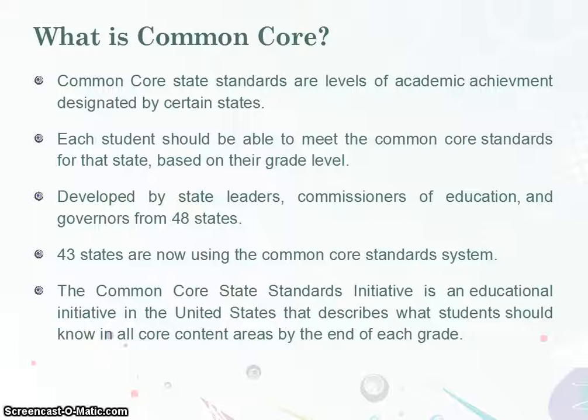43 states are now using the Common Core standard system. It was developed by state leaders, commissioners of education, and governors from 48 states. Each student should be able to meet the Common Core standards for that state based on their grade level. And Common Core state standards are levels of academic achievement designated by certain states.